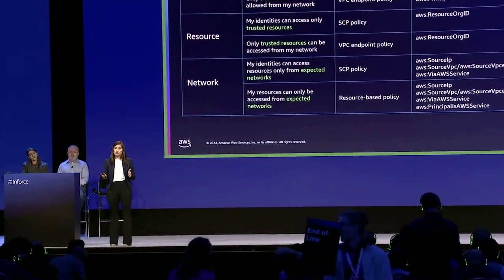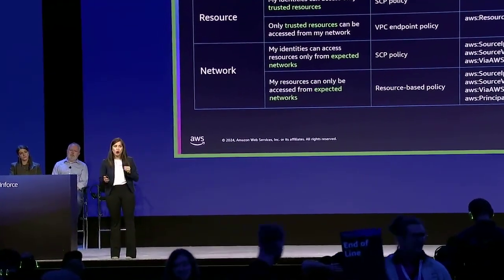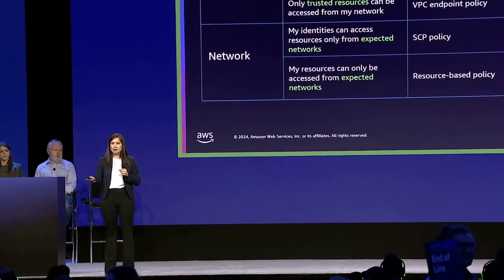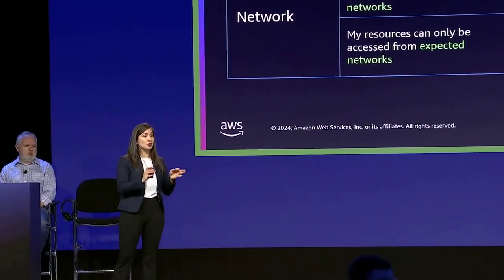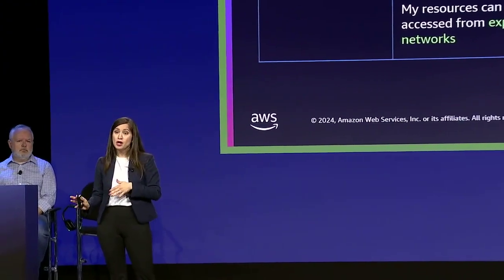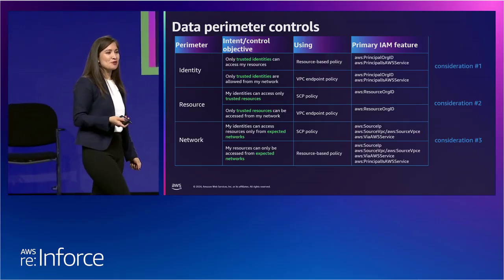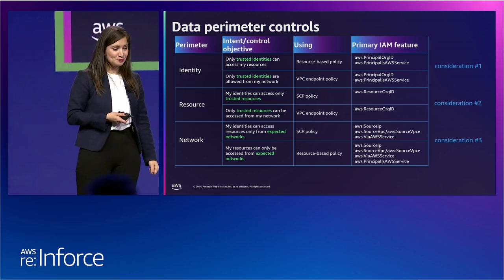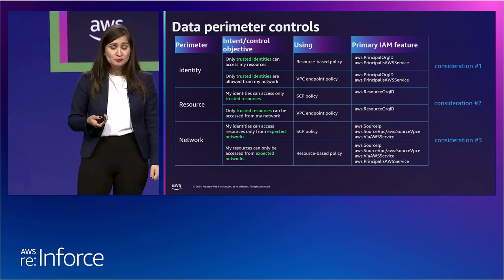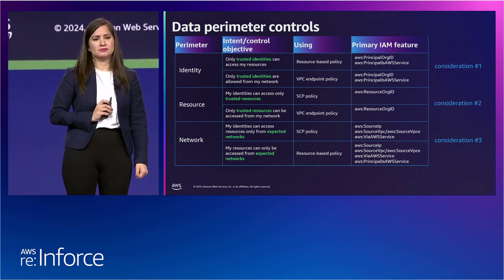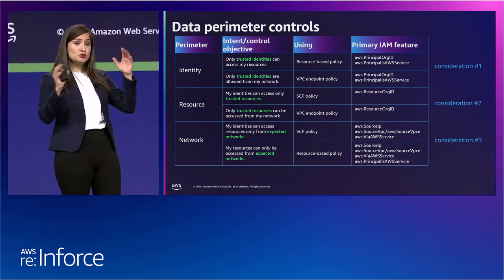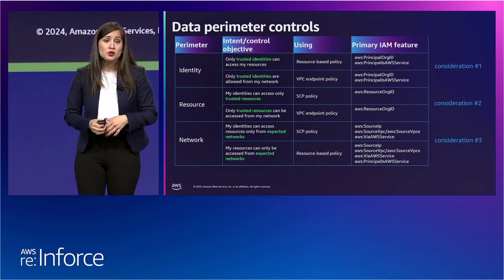Then we have the resource perimeter. The resource perimeter will help you answer the question, what is being accessed? And you can use the resource org ID to help ensure that the principals can only access resources in your organization. And finally, we have the network perimeter. The network perimeter will help answer the question, where is that request coming from? And you can use source IP, source VPC, source VPCE.